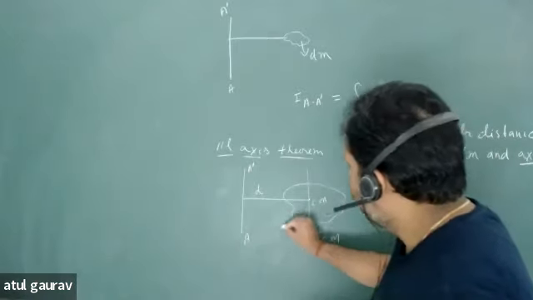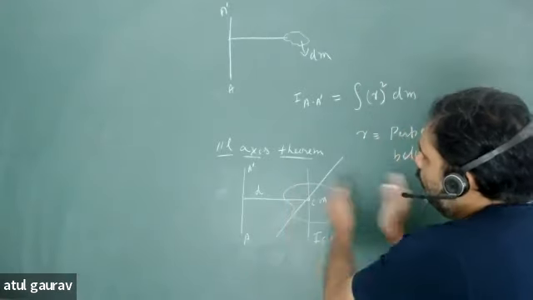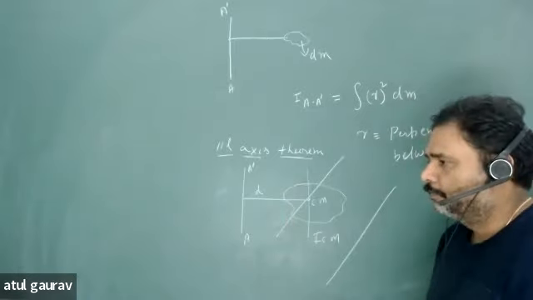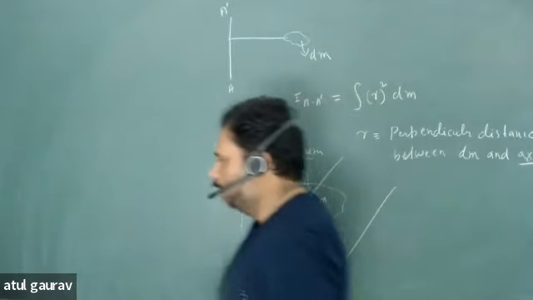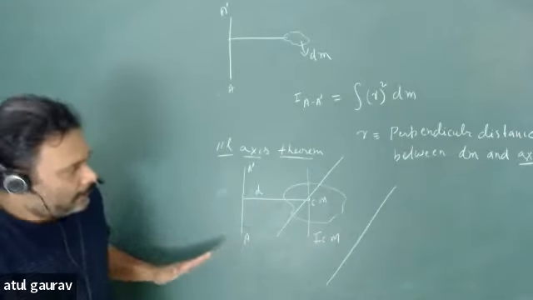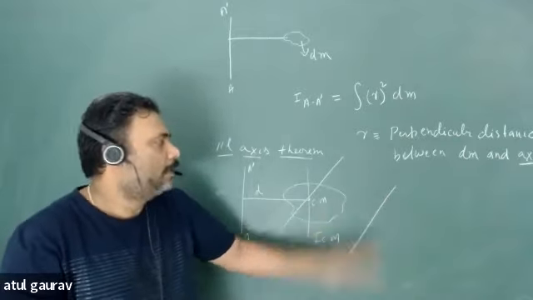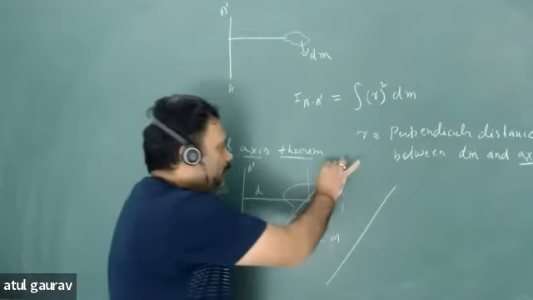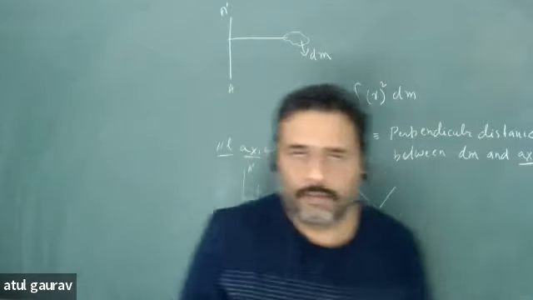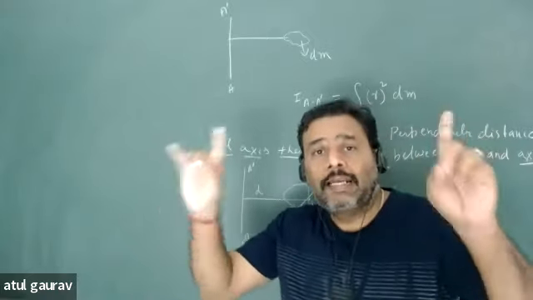Suppose your axis is passing something like this, then you can use the parallel axis theorem if it is parallel to this one. Everyone is comfortable here? If these two axes are parallel to each other, then only you can use this one. And this distance, you can say, is your D. D is nothing but the perpendicular distance between two parallel axes.